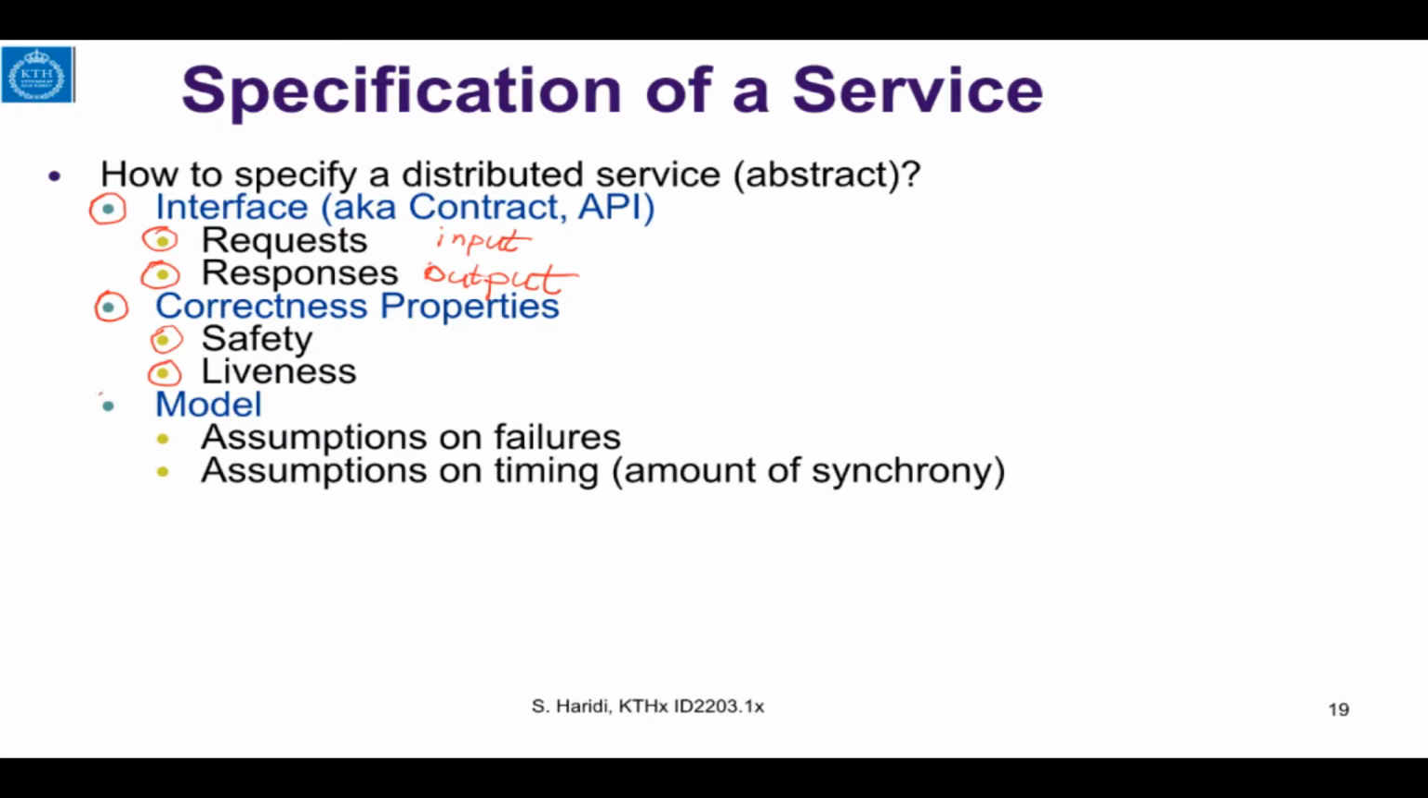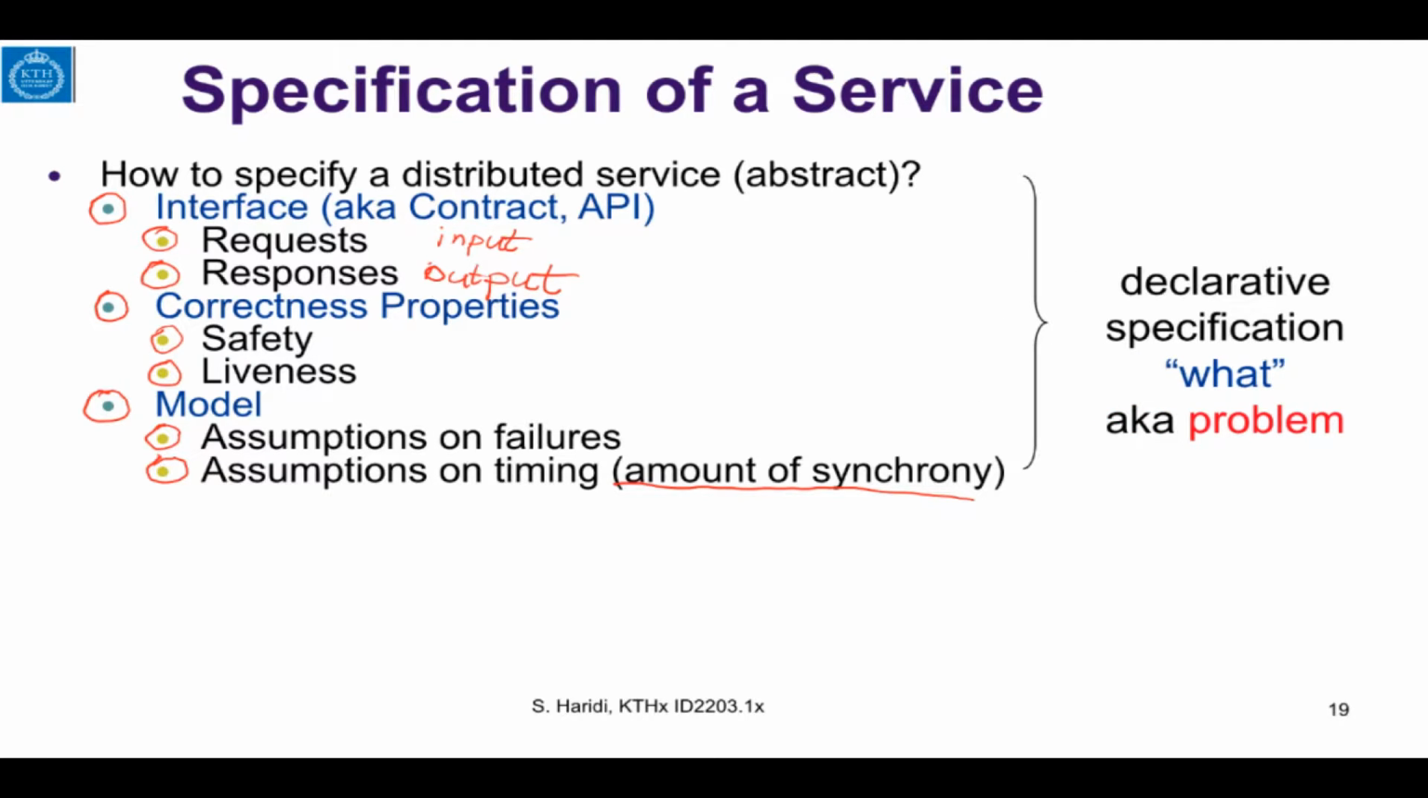Next, we have to specify what kind of distributed system model we are working with. As I just mentioned before, it will be about the failure assumptions of the model and the timing assumptions of the model, which is basically the amount of synchrony that the model allows. So what we have just said is what we call the declarative specification of a service, the what part of a service, or what we can say a problem. A service and a problem are synonyms here in our case.